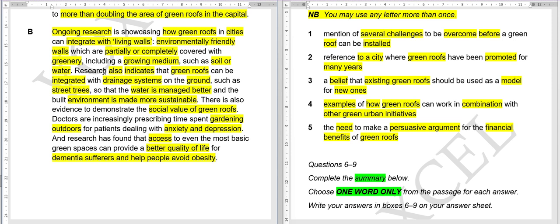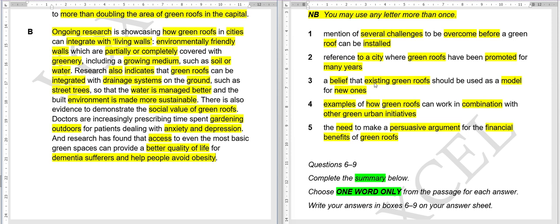Okay, time's up. Now let's read the questions together. Is there any mention about several challenges to overcome? No, there is no mention about that. Is there any mention of a city where it has been used for many years? Again, there is no mention of that.